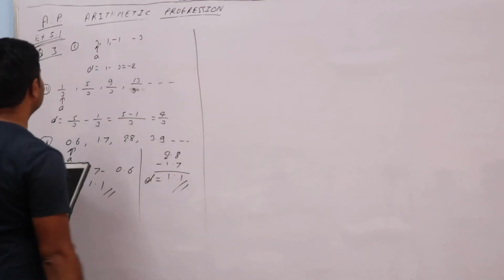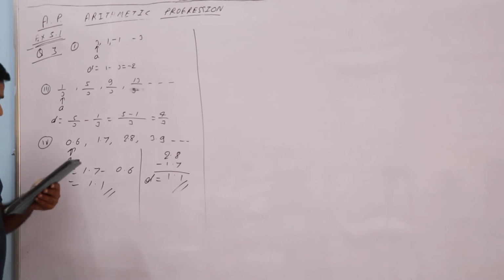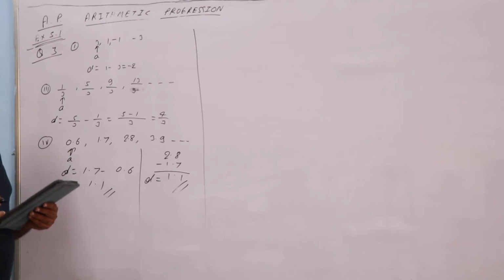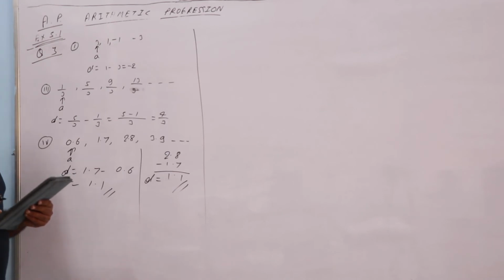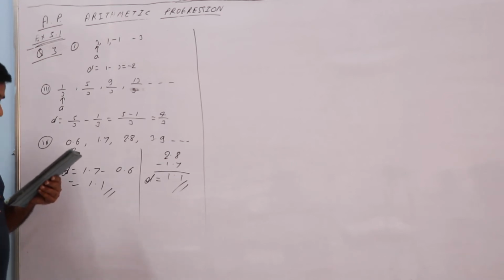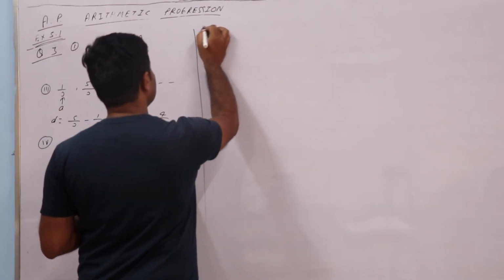Next. Question number 3 is over. Question number 4 is saying: which of the following are AP? If they form an AP, find the common difference d and write the 3 more terms. In this one, 15 questions are there. So a few I will say, and the remaining are to be done in the classwork and at home. Correct?